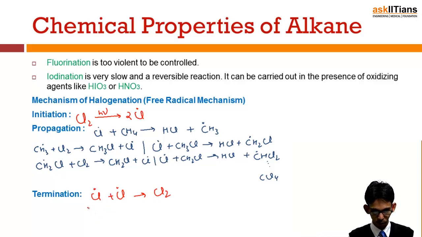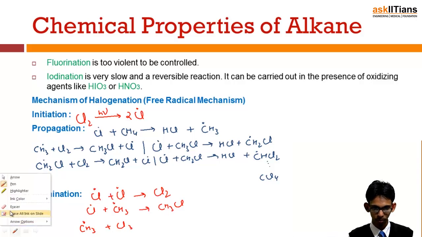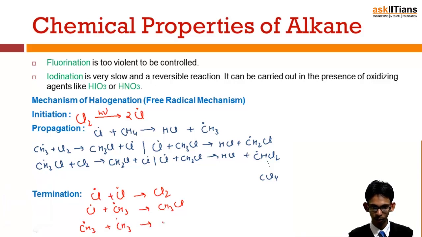Or the chlorine free radical reacts with a methyl free radical to form CH3Cl, or in another way, two methyl radicals react with each other to form ethane. So these are the three ways in which this reaction can terminate.